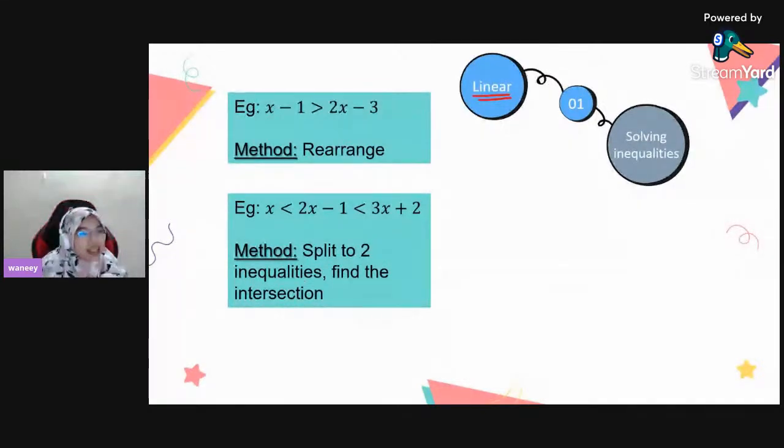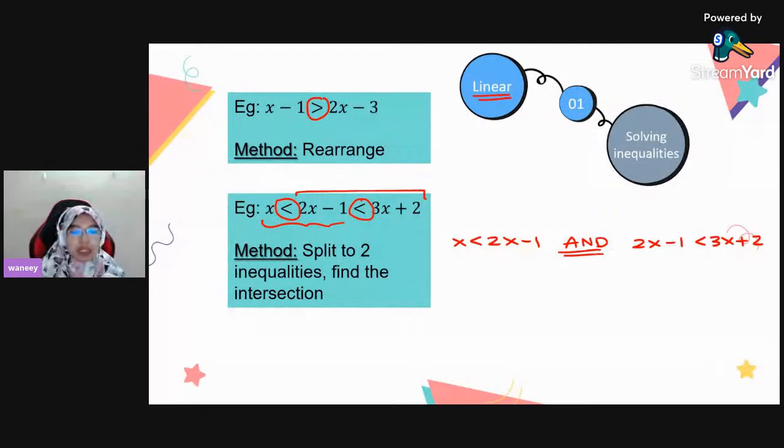The second method, if you can see the difference between these two: over here, you only have one inequality. For this one, you actually have two inequalities. Therefore, you should separate them into two different inequalities and then find the intersection between those two answers. So we are going to solve the left hand side first, so solve x less than 2x minus 1. And then you solve the right hand side, which is 2x minus 1 less than 3x plus 2. Since you have something in between, it must happen at the same time.